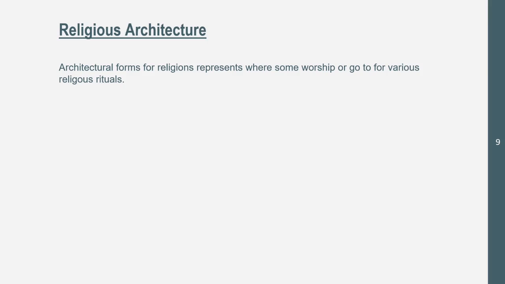Now let's get into religious architecture, which is architectural forms for religions, representing where some people worship or go for various religious rituals. That sounds very weird, but it makes sense. So a church for Christianity, that is religious architecture. It is for a religious ritual. Now, Judaism does not have a specific architecture type. You will see Judaism's holy places could look very different depending on the place they are. That's going to be stimulus diffusion. But we're not going to see a specific Judaist architecture.